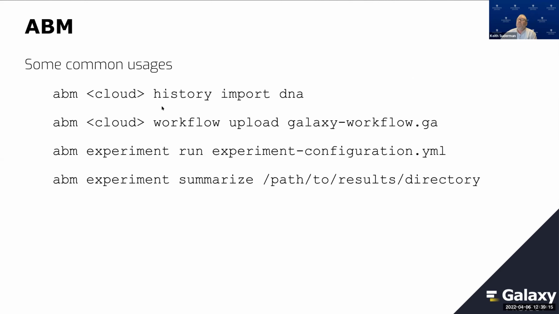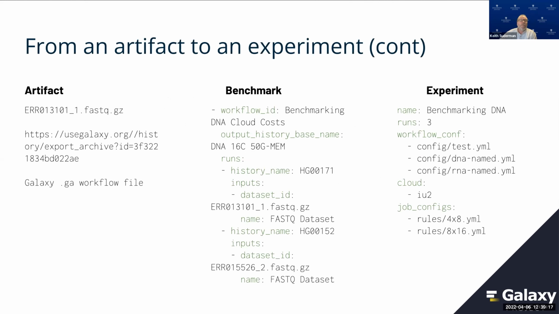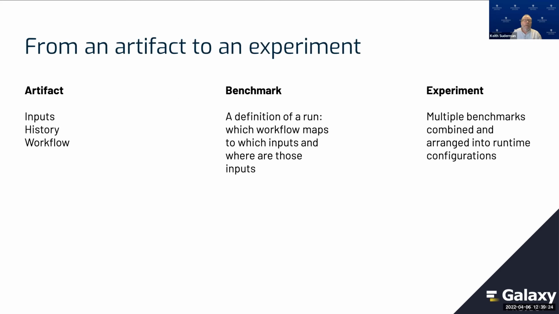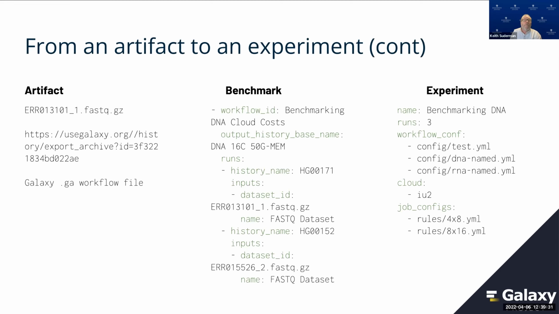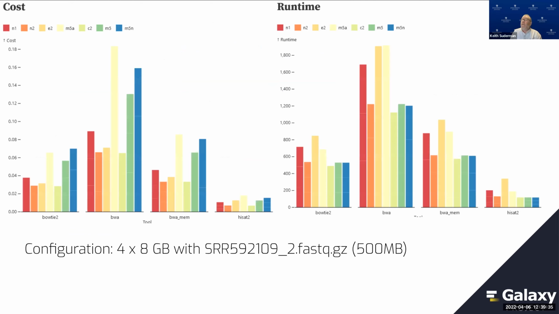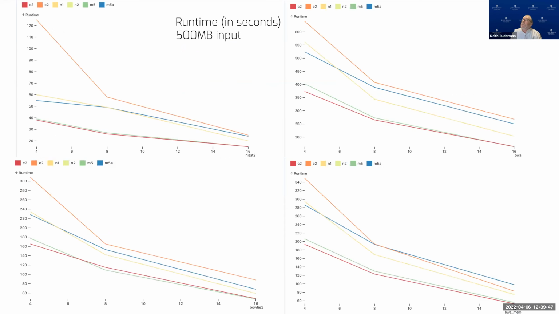So some common tools, a quick look at the history. In ABM, the experiment is made up of a benchmark, and the experiment just runs a number of the benchmarks. We'll skip over that. Take a look at some of the data that we've generated already. Once we have these run on a number of instances, we can then take a look at the costs and the runtimes that those tools actually did.